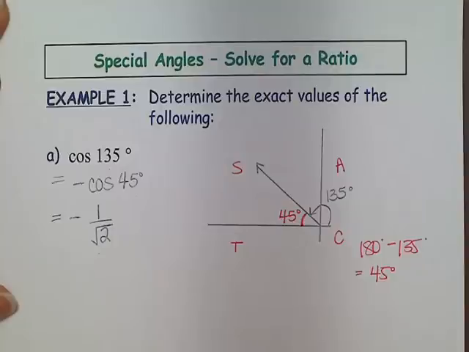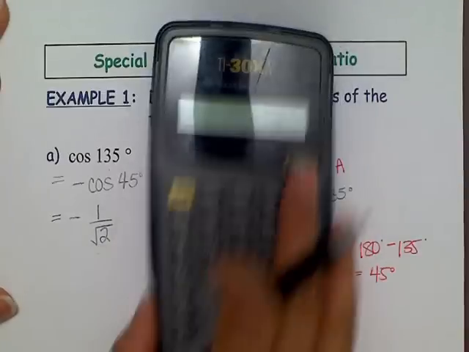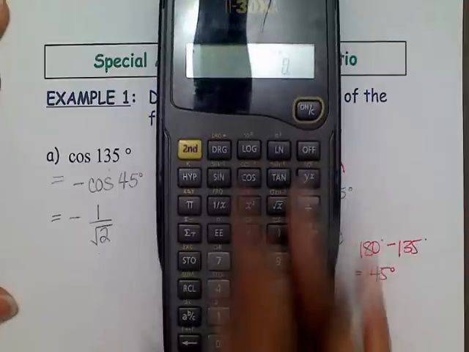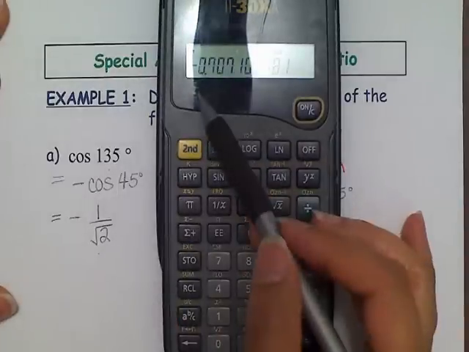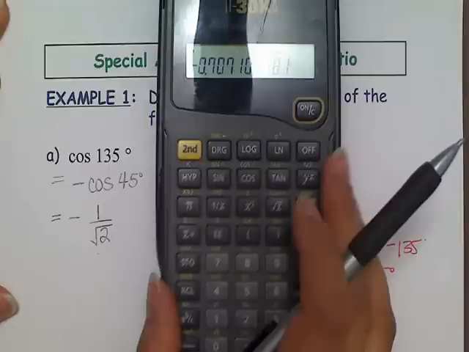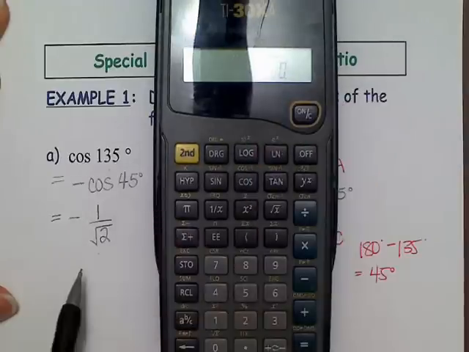So this is the exact value of the ratio. It's 1 over root 2. How can I check my work? Well, what I could do is determine what the cosine of 135 degrees is as a decimal. So it's about negative 0.707.